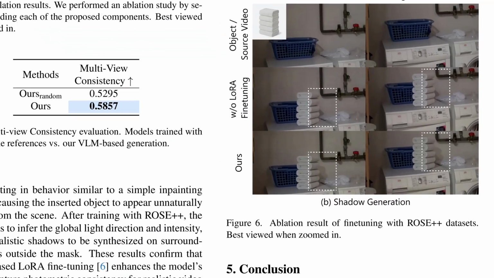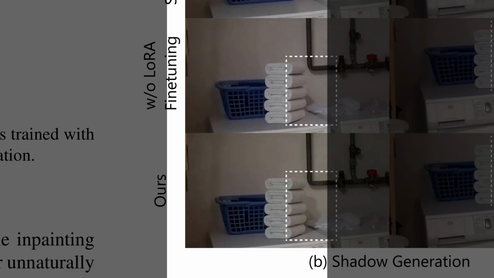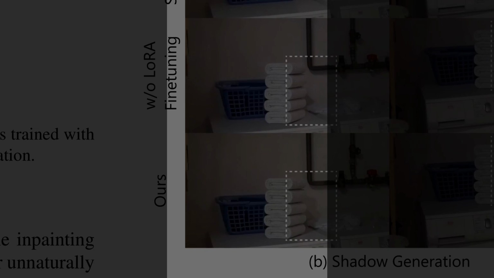Figure 6 makes the case that the LoRA fine-tuning step is what teaches the diffusion model to match real lighting, not just paste an object in. This figure shows side-by-side comparisons without LoRA fine-tuning versus the full method, where LoRA fine-tuning means a lightweight add-on training that nudges the generator toward better shadows. In the top panel, the bag stays grounded when the door state changes because the lighting adapts. In the bottom panel, the towels get a more believable shadow on the machine and wall.